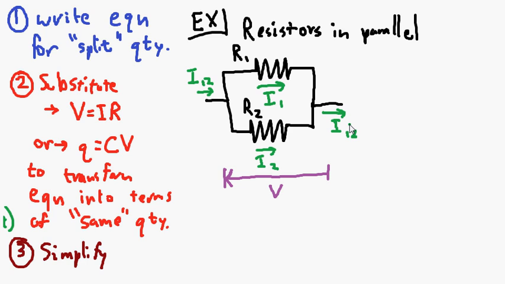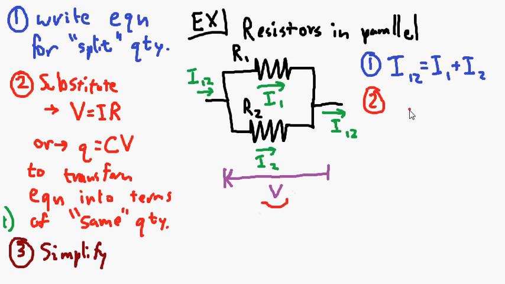Okay. So step 1 is to write the splitting equation. And so that's quite simply I12 equals I1 plus I2. Okay? And then for step 2, we want to substitute in V equals IR, but we want to transform this equation in terms of the same quantity, which is V, right? So V is the quantity that's the same for both.